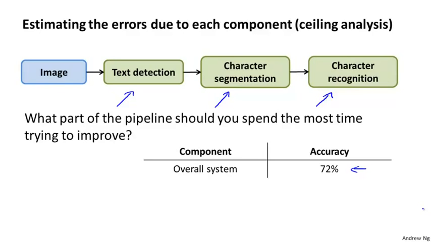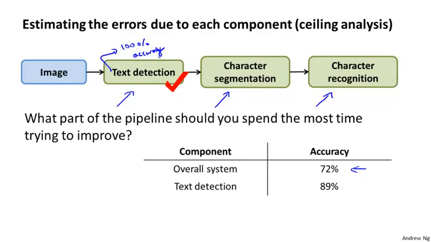Now, here's the idea behind ceiling analysis, which is that we're going to go to, let's say, the first module of our machine learning pipeline, say text detection. And what we're going to do is monkey around with the test set. For every test example, we're just going to provide it the correct text detection outputs. So in other words, we're going to go to the test set and just manually tell the algorithm where the text is in each of the test examples. It's going to simulate what happens if we have a text detection system with 100% accuracy for the purpose of detecting text in an image.